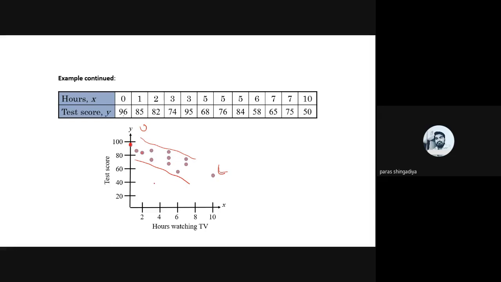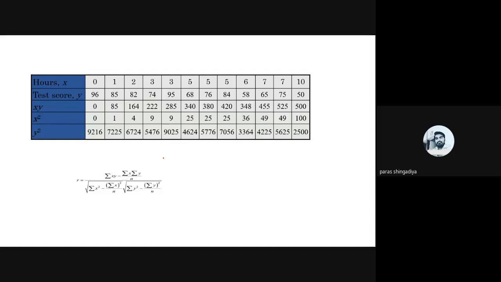So when we find the answer by using the formula, we'll get a negative answer for R. Clear? So let us check by using the formula. In this formula, first derive the required values. What are the required values? Sigma x, sigma y, sigma x square, sigma y square, and sigma xy. Both data are with you: x is 0, 1, 2 up to 10, and y is 96, 85 up to 50. These are the values of y.